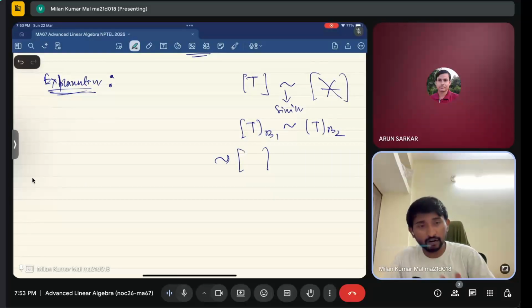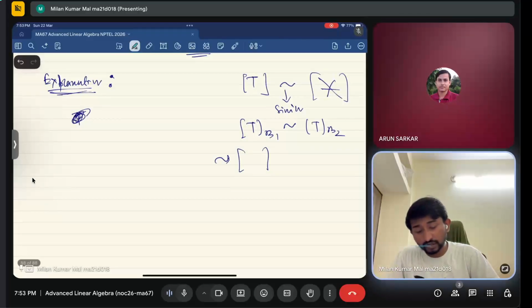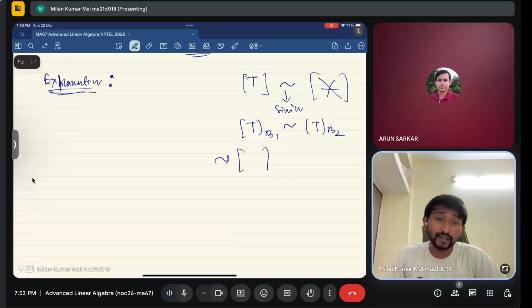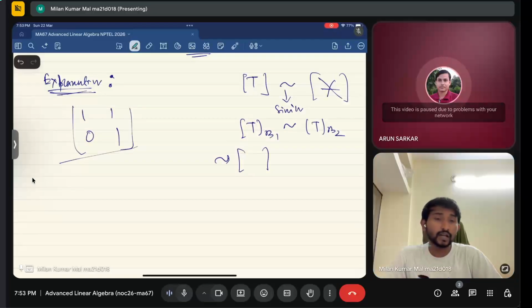Something like diagonalizability. Suppose you have a matrix T which is not diagonalizable. It is not always diagonal. If it is diagonalizable, that's the simplest form. But if it is not diagonalizable, then there may still exist a simplest form. Suppose I write 1 0 0 1. This is also a simplest form, but this is not diagonalizable.